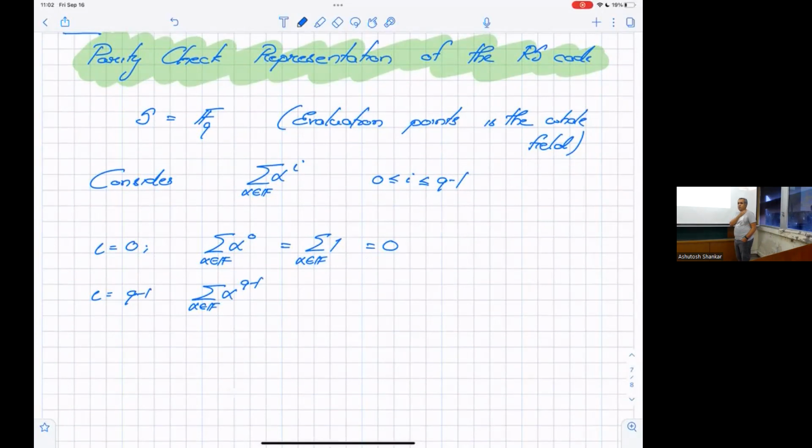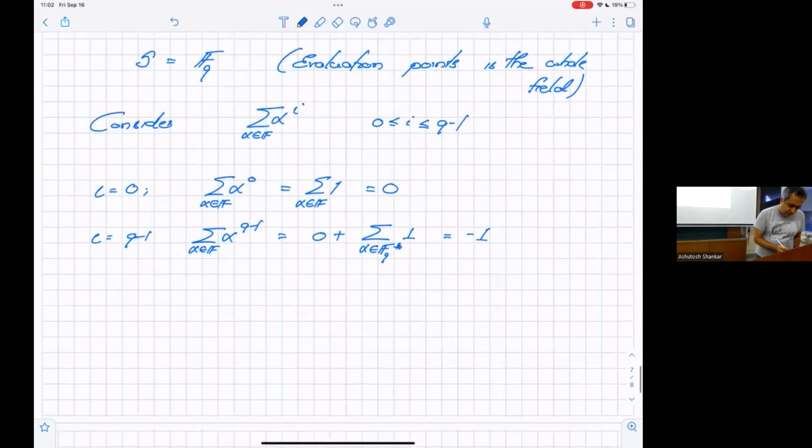What about then i equals q minus 1? So alpha to the power q minus 1, what is it in the field? It is equal to 1 if alpha is not 0. If alpha is 0, it is 0. Therefore, the 0 case goes out separately, and then you sum over alpha in F_q star of 1. So then what's the sum going to be? This is q minus 1, so it's minus 1. Okay.